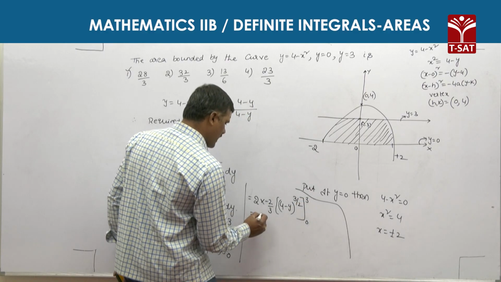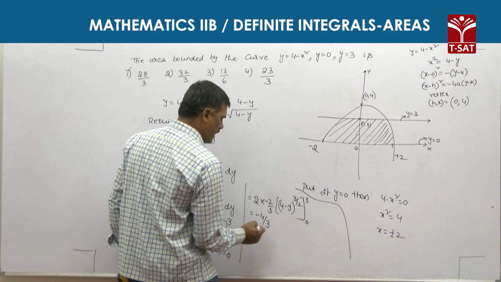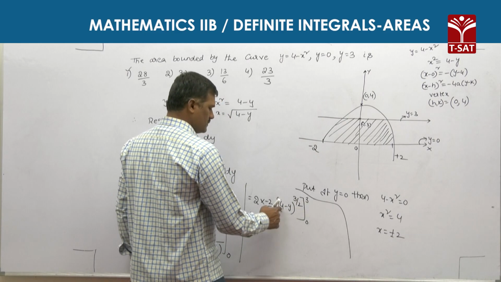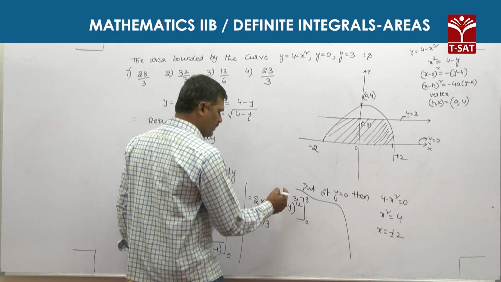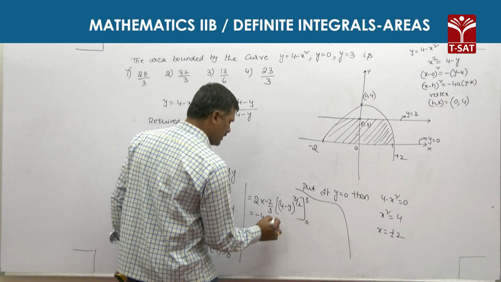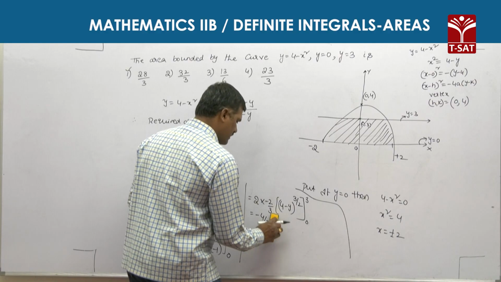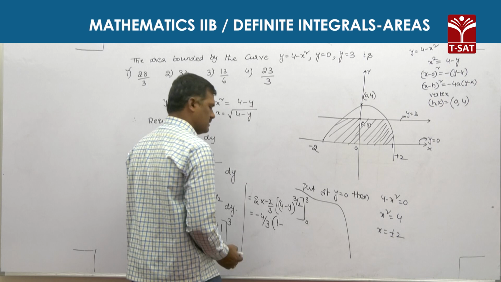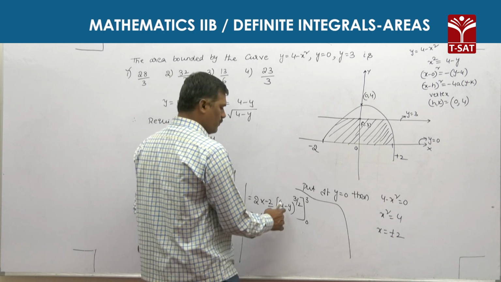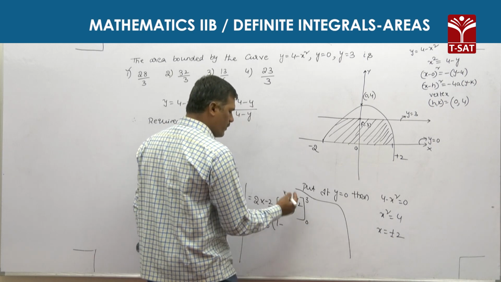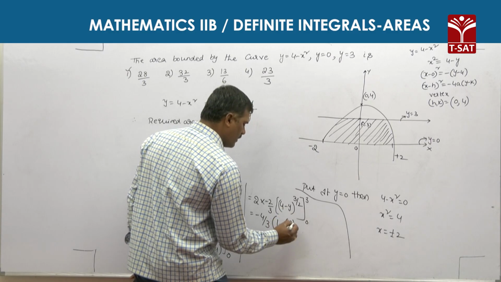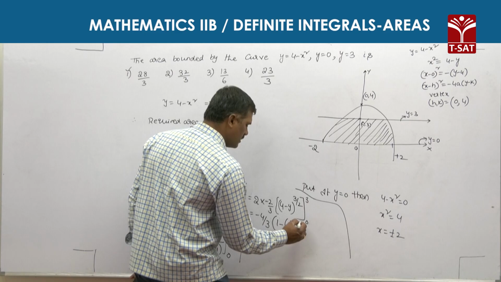That is equal to 2 into minus 2, that is minus 4 by 3, into the upper limit 4 minus 3, 1 power 3 by 2, that is 1, minus the lower limit 4 minus 0, 4 power 3 by 2. If we write 4 as 2 square, it becomes 2 square whole power 3 by 2.